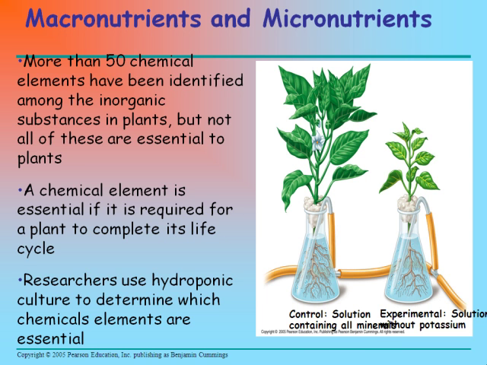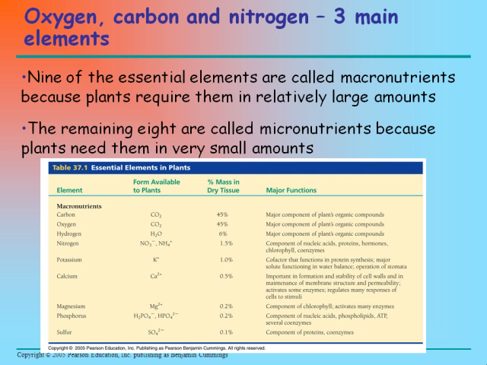Here is the control on the left, the solution containing all the minerals, and on the right, a solution without potassium. If the omitted mineral is essential, such as potassium, mineral deficiency symptoms occur, which is exhibited here, such as stunted growth and discolored leaves. So, by definition, the plant would not be able to finish its life cycle with a deficiency of potassium.